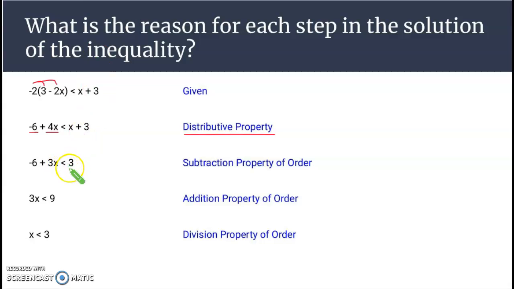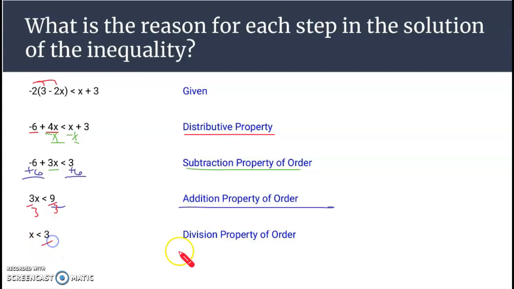Next up, we applied the subtraction property. We're going to take away x from both sides, and that gives us 3x, subtraction property. Next we're going to apply the addition property. We're going to add this 6 to both sides, so we get all the x's to the left, all the numbers to the right. 6 and 3 make 9. And we applied the addition property of order. And finally, divide both sides by 3. 9 divided by 3 is 3, and that's applying the division property of order.